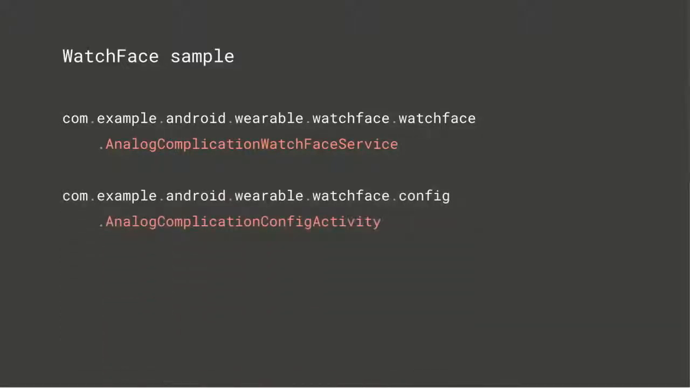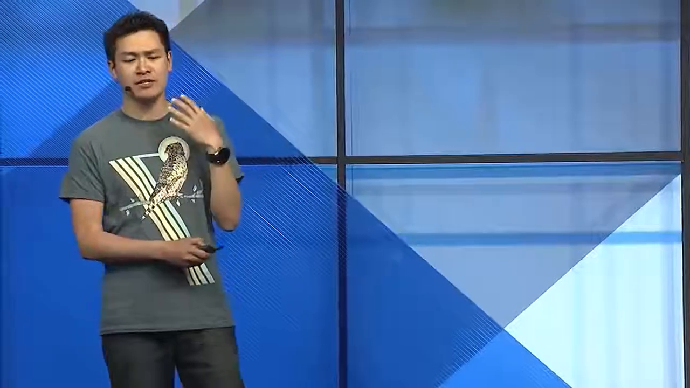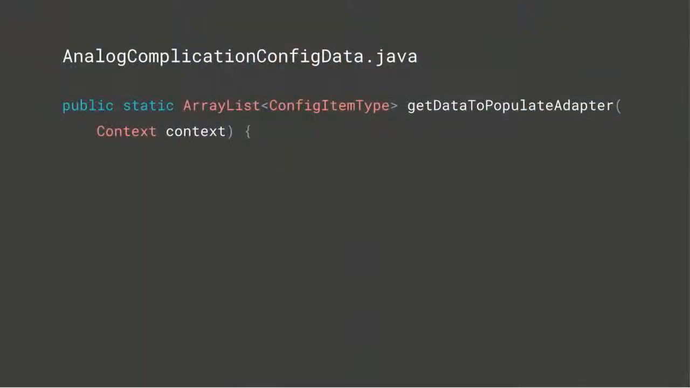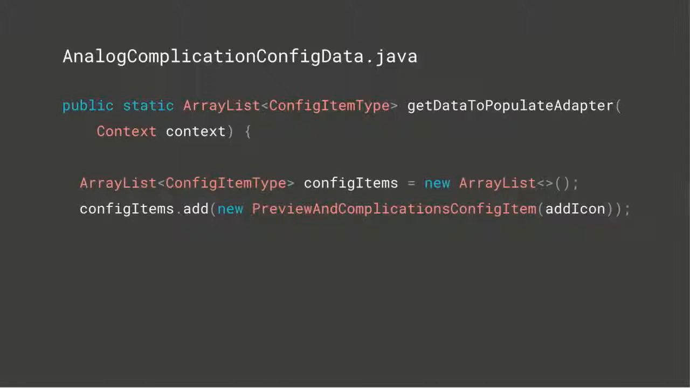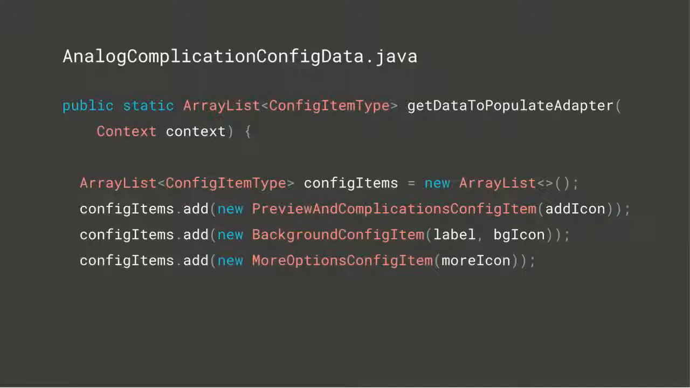The config UI is in AnalogComplicationConfigActivity, and the items that are shown in the UI are defined here in AnalogComplicationConfigData. Let's take a quick look at that class. So in here, you'll find this method, getDataToPopulateAdapter, and it returns a list of config items. So those define what the entries in that settings list are. So the top entry will probably be the preview and complications config item. That's the view of the watch face with the slots. And then we might have a background option. We might have some more options, and then return. The actual sample has a few more details than this. So that's settings.